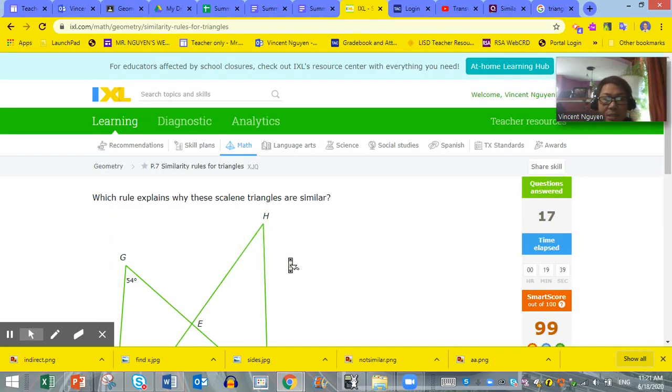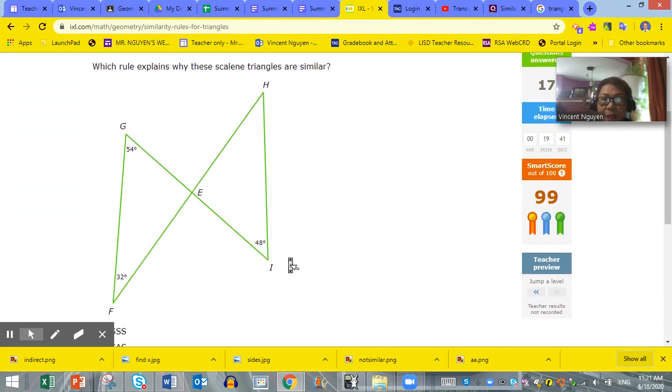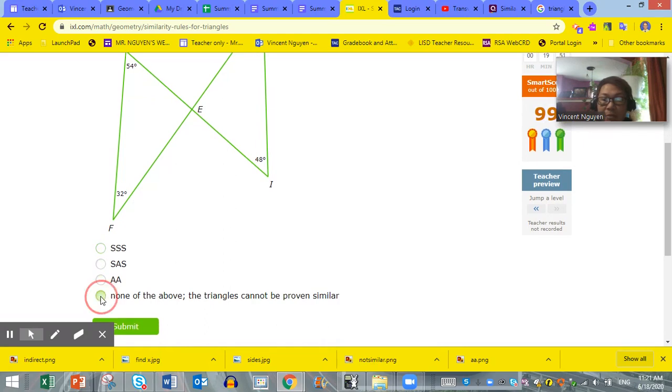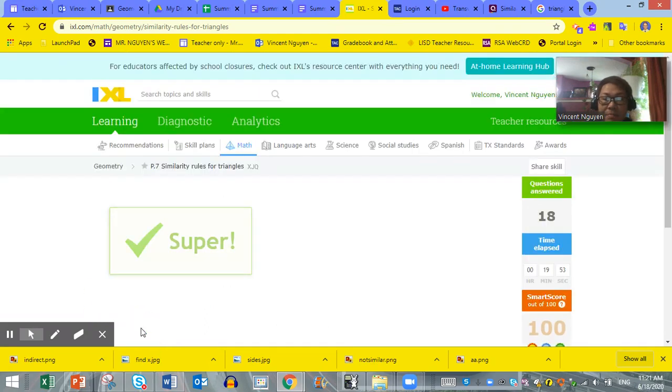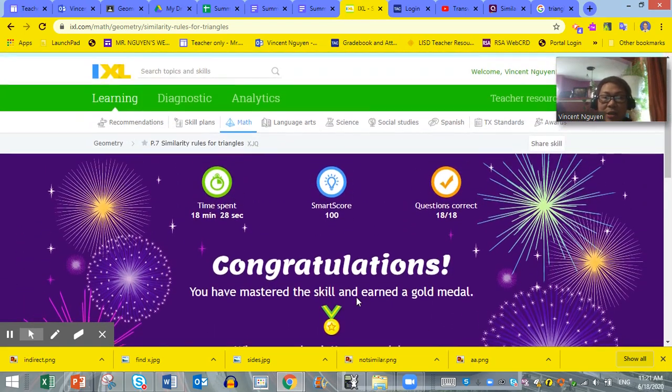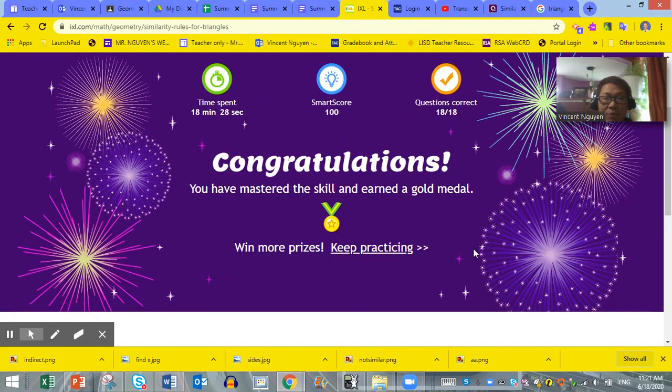No problem. Yes, 99. We haven't missed any. That's so awesome. Again, vertical angles are the same. 48 doesn't match with any of the 54 or 32, so I don't have enough information. I'm going to hit no, and then submit. Yes, we are at 100%.